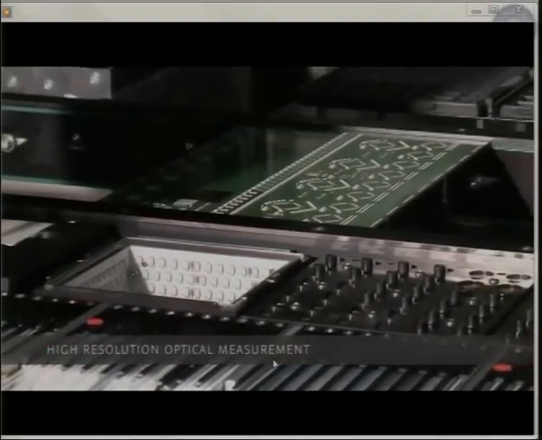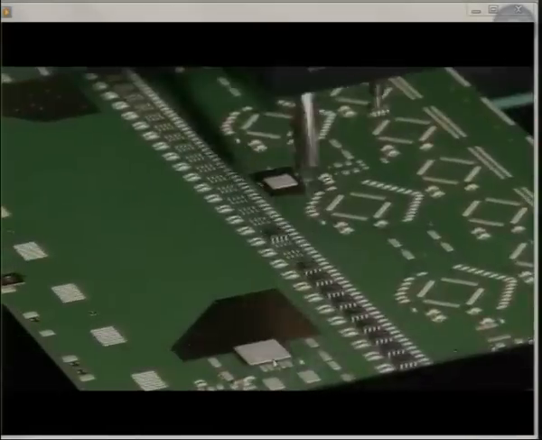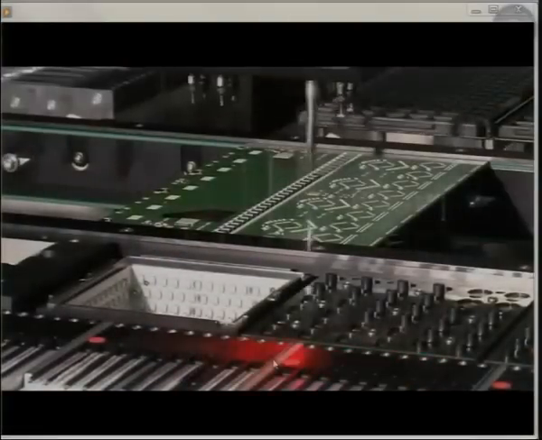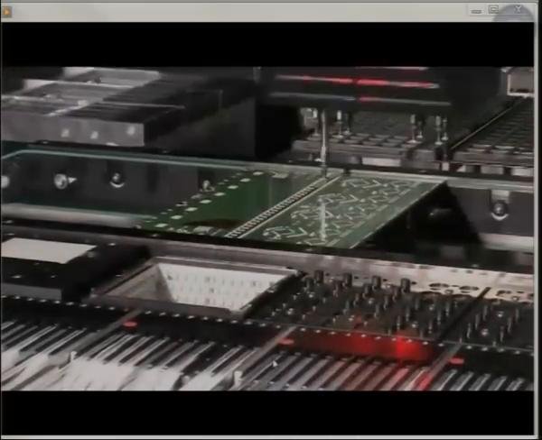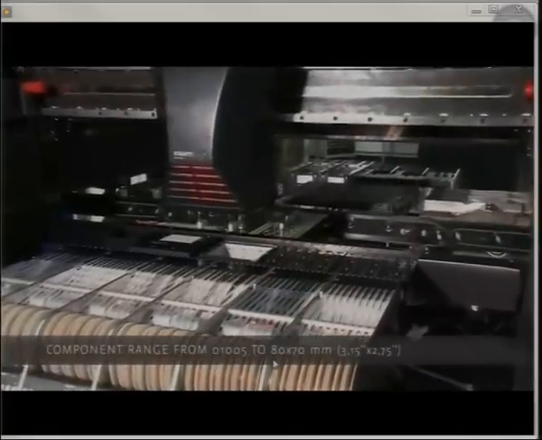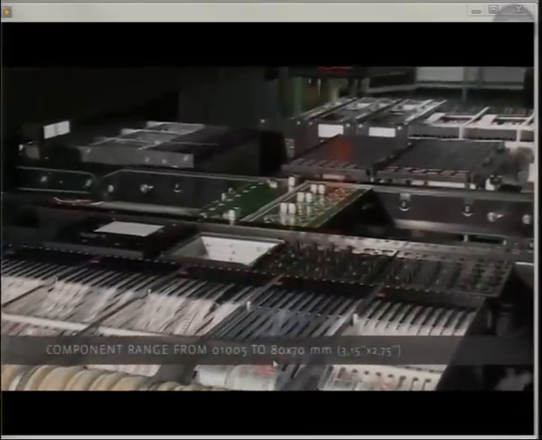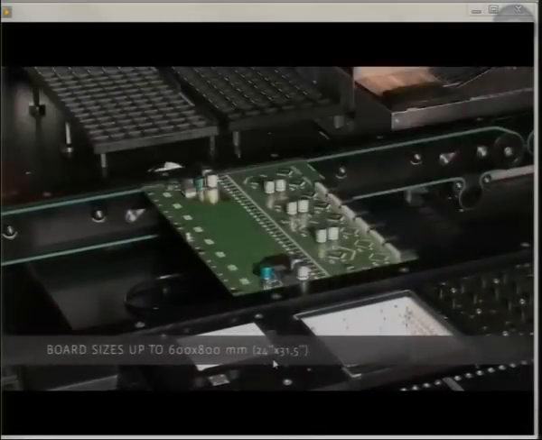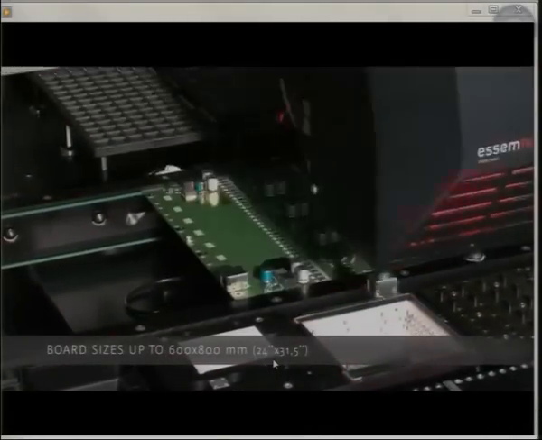You see here, it will show a more zoomed view of this. See, now this is the way it's placing. And there are a variety of components, different types, different form factors, different shapes. These are capacitors, if you can see that. They are different sockets. ICs. This has moved forward.